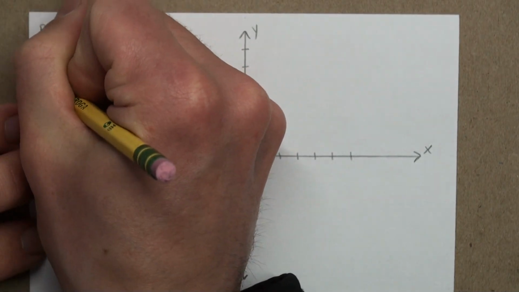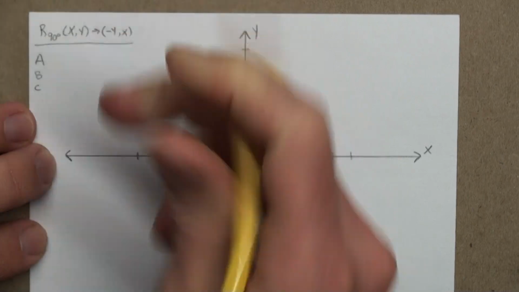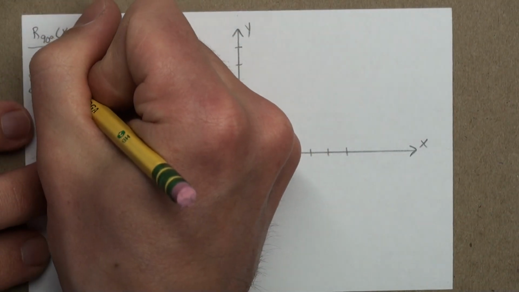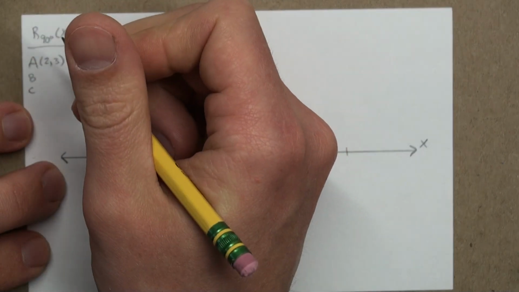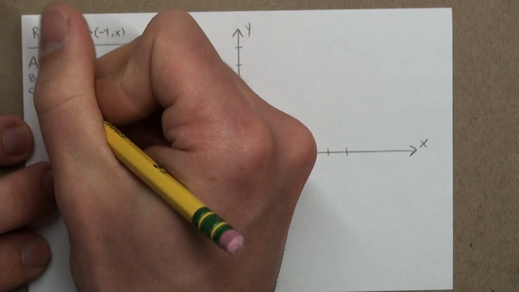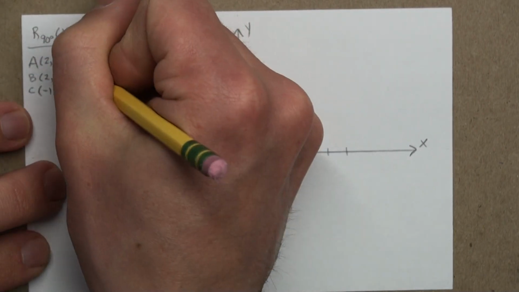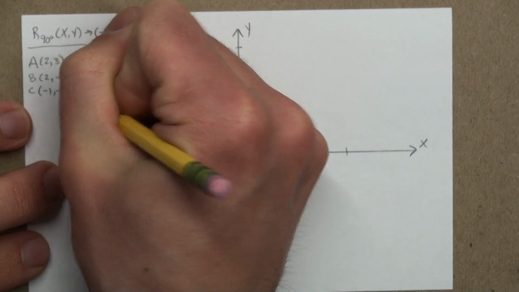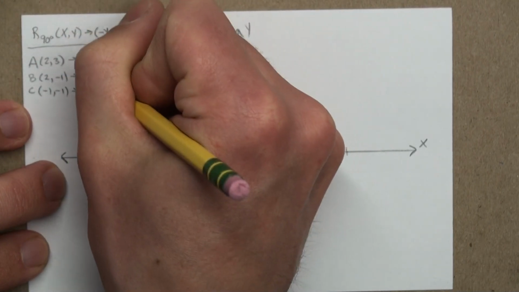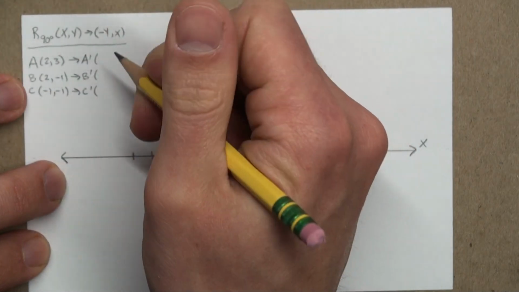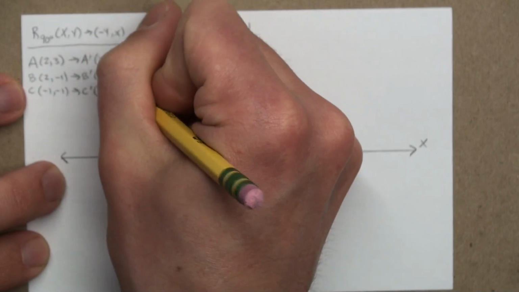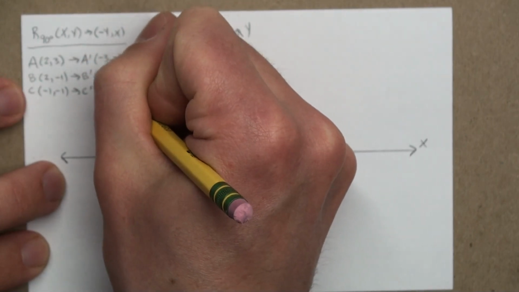So they gave me original points A, B, and C: 2, 3; 2, -1; and -1, -1. So I'm going to rotate each one of those to get my A prime, B prime, and C prime, which will be -3, 2; 1, 2; and 1, -1.